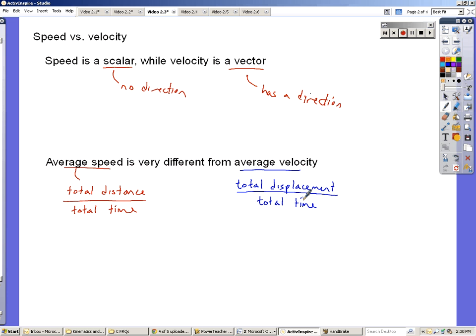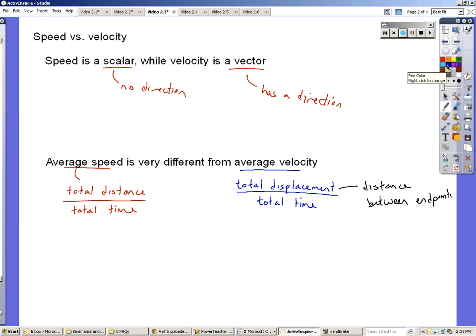So an example, someone running around a track, it's a 400 meter track. The distance traveled would be 400 meters, and so the average speed would be some number, let's say 5 meters per second. But the average displacement is 0 because the displacement only deals with the distance between the endpoints. So displacement is distance between endpoints.